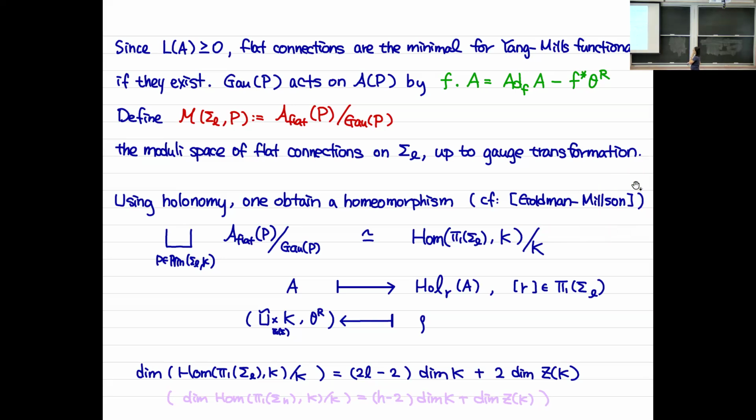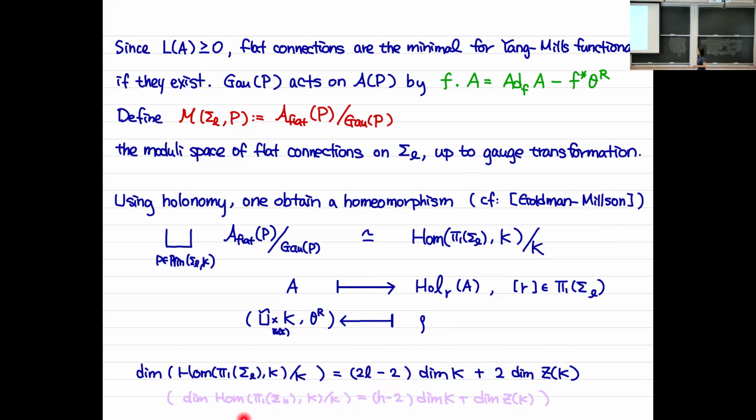There are many advantages of looking at the character variety. One of them is the way to count the dimension. Over here it's an infinite-dimensional quotient, while here you have a finite quotient, and the way to compute the dimension is quite nice. At least on the smooth part, since it's usually singular, the dimension is 2L minus 2 times the dimension of K plus 2 times the dimension of the center. If G is semisimple, then it's just 2L minus 2 times the dimension of K.